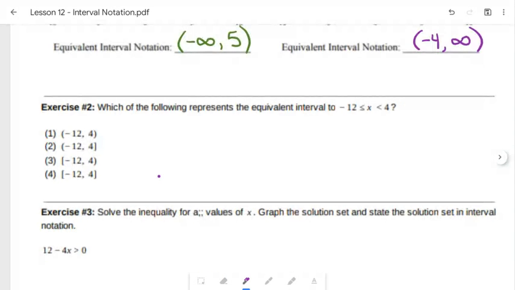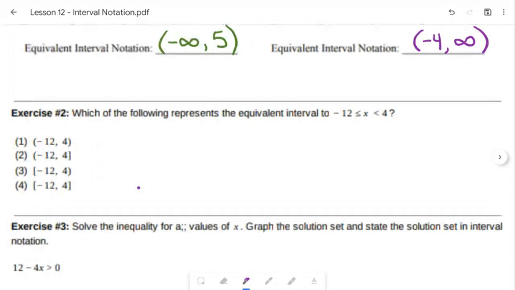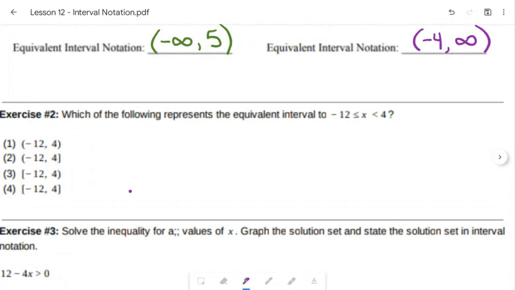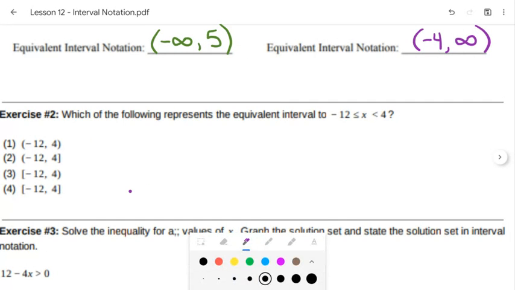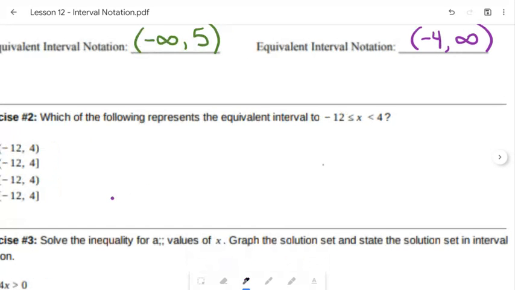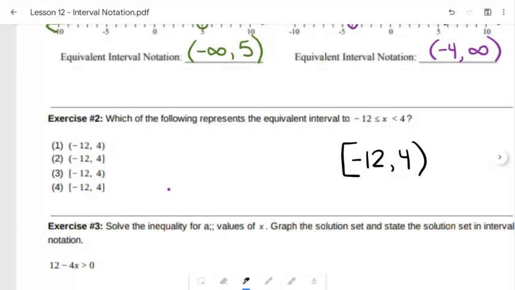So if I go to something like exercise 2 in here, which of the following represents an equivalent interval to negative 12 less than or equal to x less than 4? Well, we know everything should involve negative 12 and 4, right? It's beginning and end. But remember, negative 12 is less than or equal to, so it gets the bracket, less than 4 gets the parenthesis. So we're looking at choice 3.